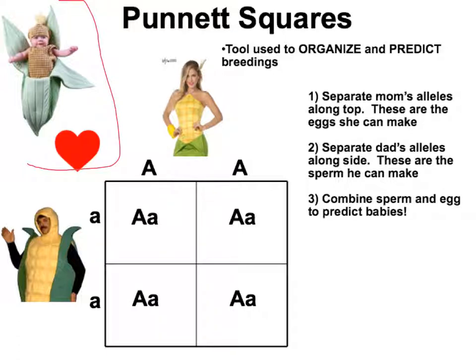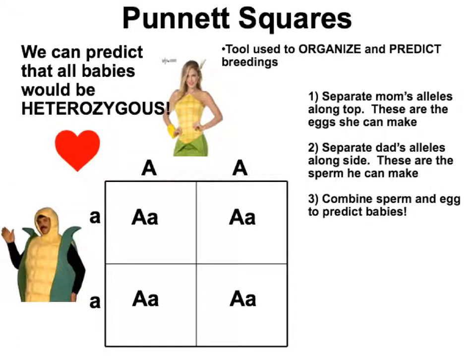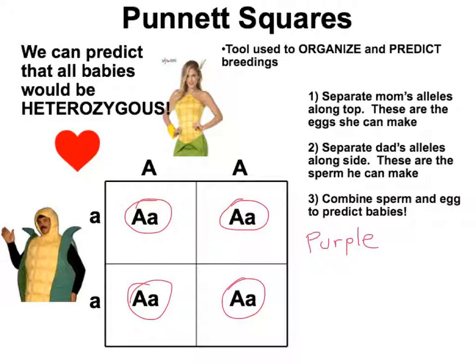The value of this Punnett Square is that you can use it to predict the genotypes of all of the babies. In this case, we would predict that all of the babies would be heterozygous. Heterozygous, heterozygous, heterozygous, heterozygous. And those are the genotypes. The phenotypes of this cross, all of these, since they have one big A, would be purple, because that big A, purple, is dominant to yellow, little a, the recessive allele.